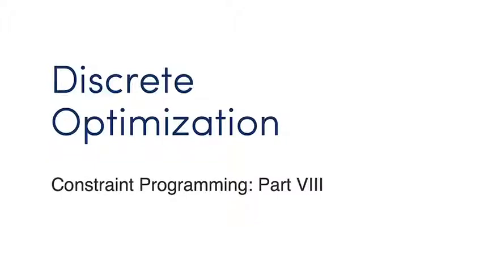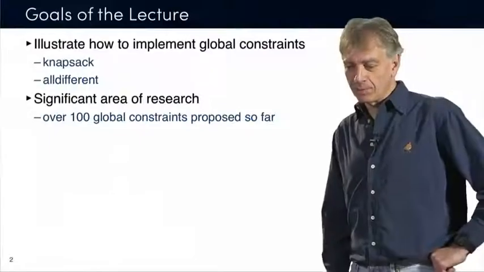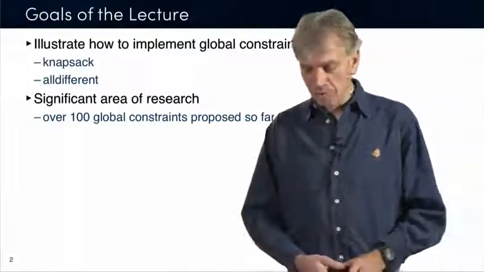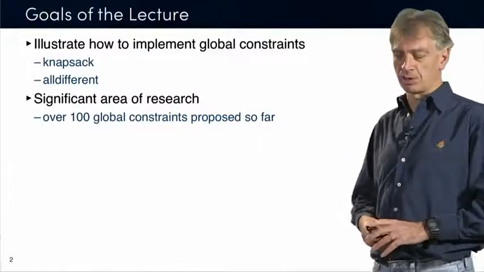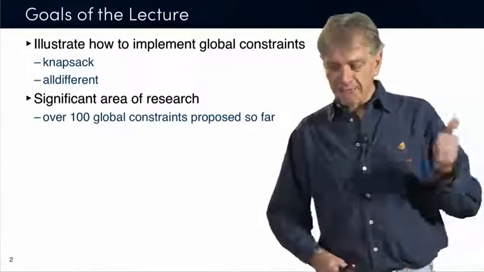Okay, so this is discrete optimization, constraint programming. Okay, so this is about global constraints. So what we're going to do today is essentially give you the basic intuition on how to implement global constraints, and we'll consider two of them, knapsack and alldifferent.